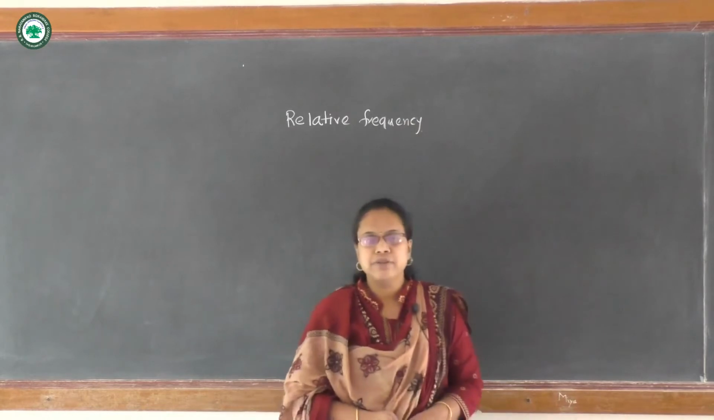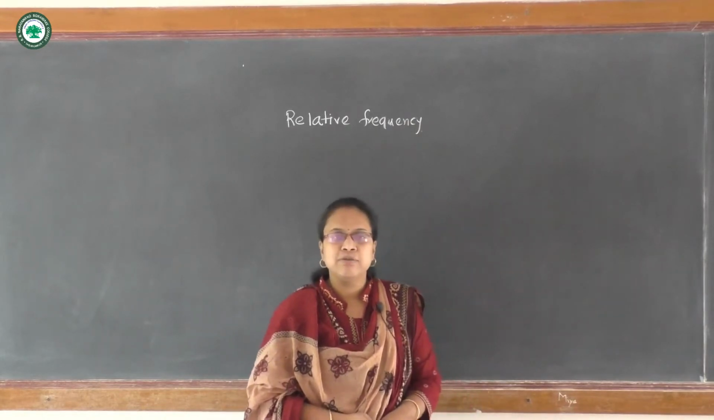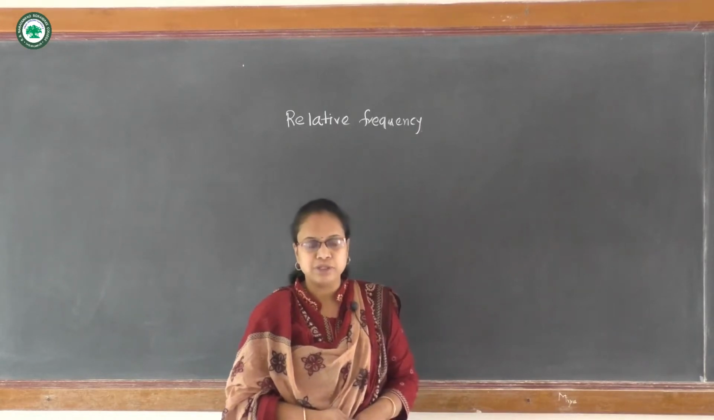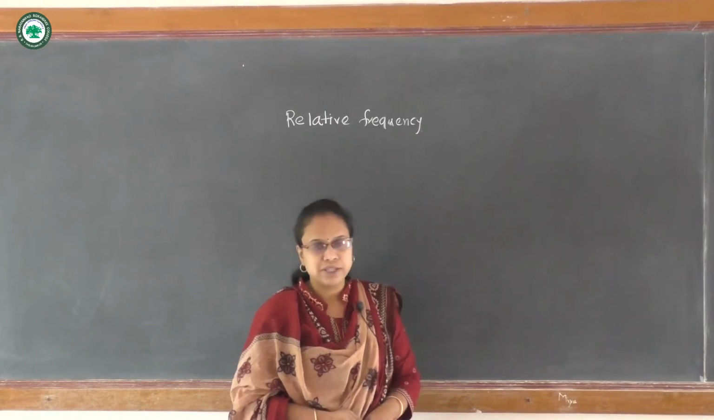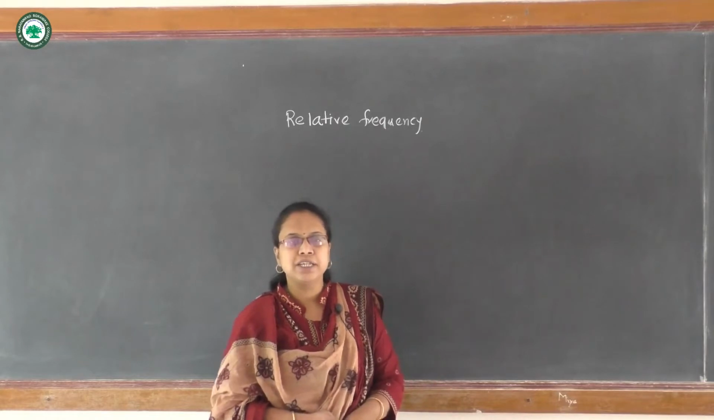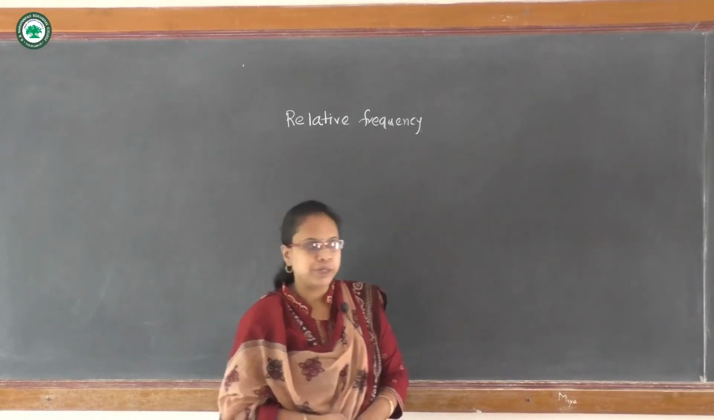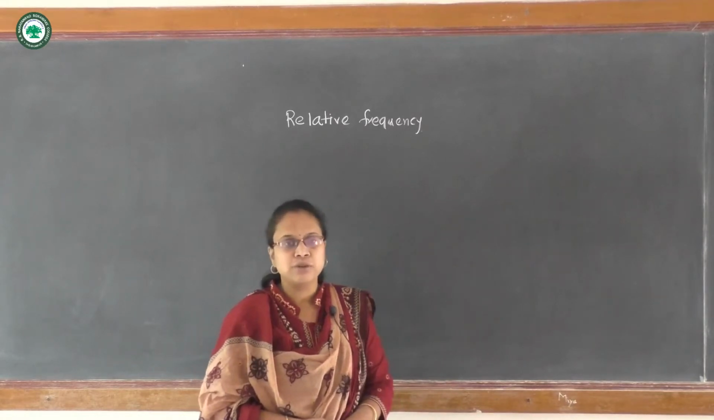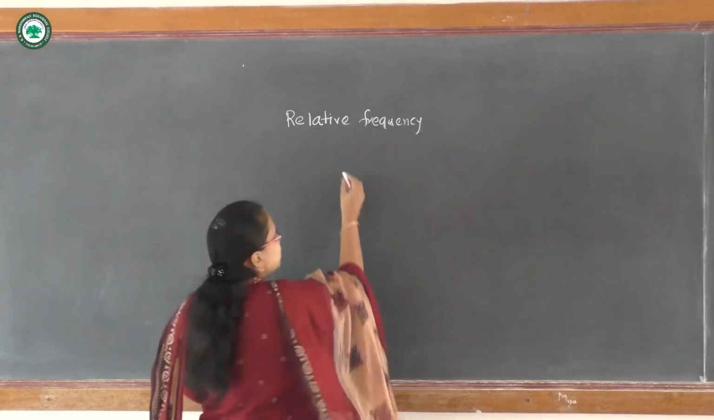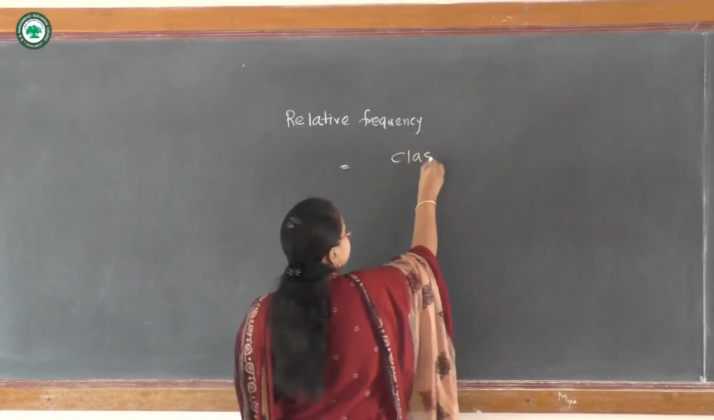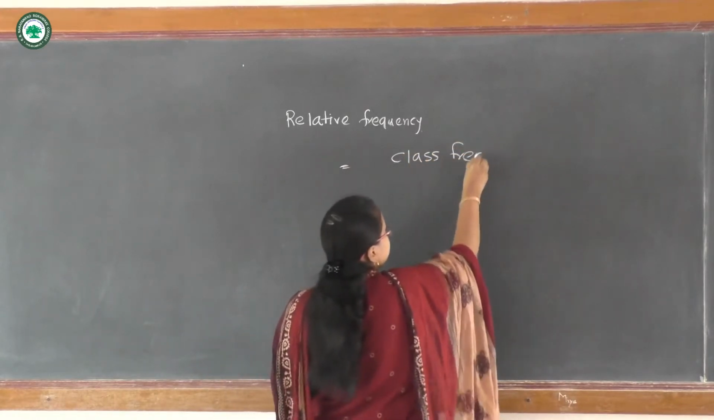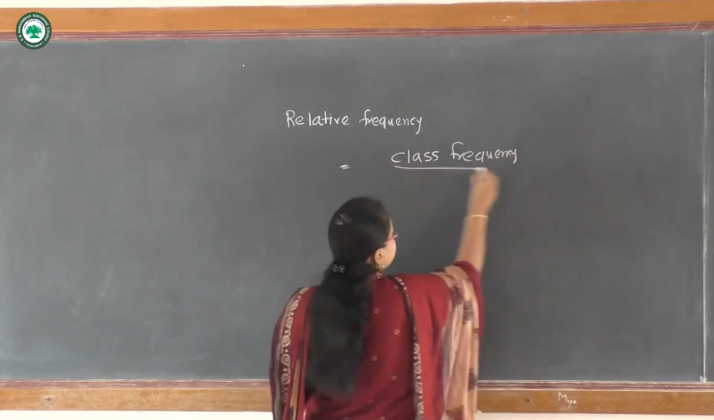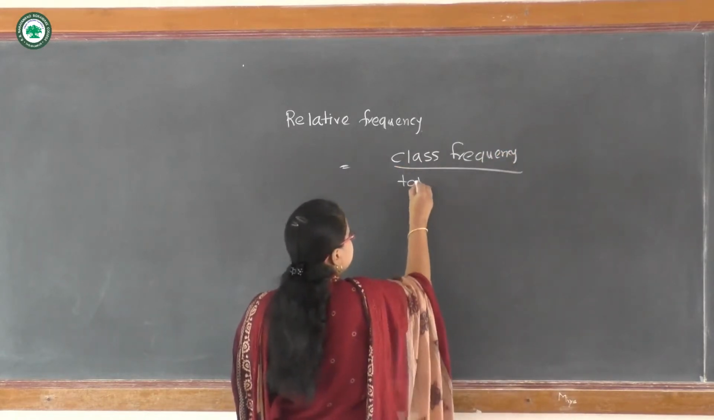Relative frequency is needed when we want to compare two frequency distributions and the total frequency may not be the same. In that case, relative frequency is to be used. It gives the proportion or percentage of frequencies. Its formula is class frequency divided by total frequency.